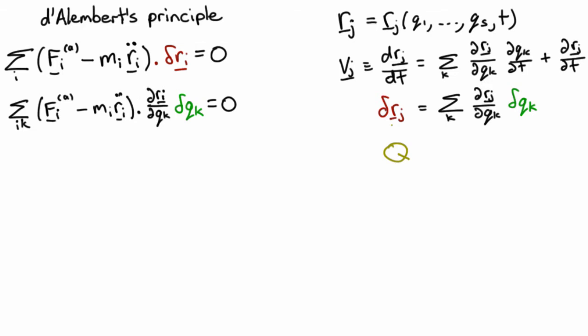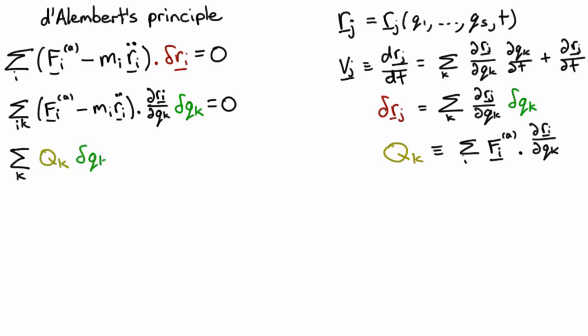You can see that this depends on k, and if we define that to be Qk, then what this Qk really is, it's the generalized force in the direction of the kth generalized coordinate. And we can come back over here and we can write, and this is not a dot product anymore, we're summing over the s generalized coordinates that we have.